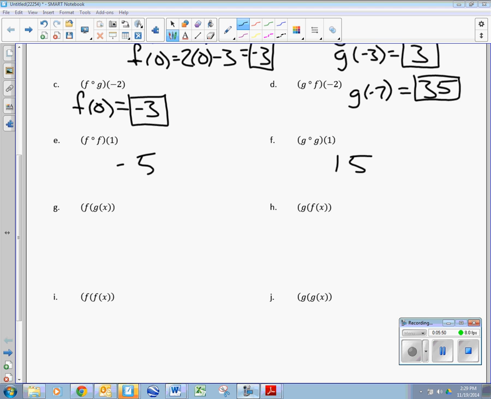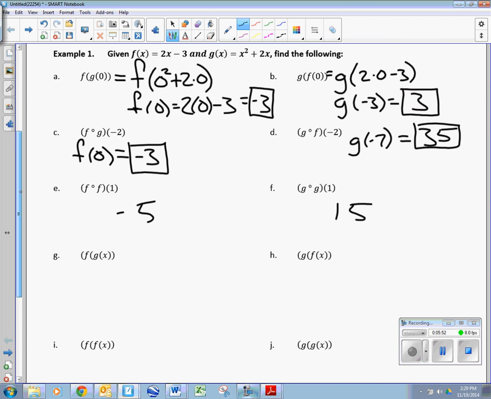For this one? So G of 1, so that would be G of, and then you plug 1 in for G. So 1 squared plus 2 times 1.